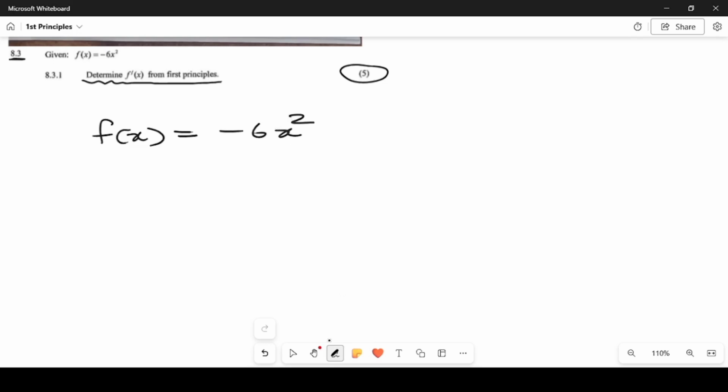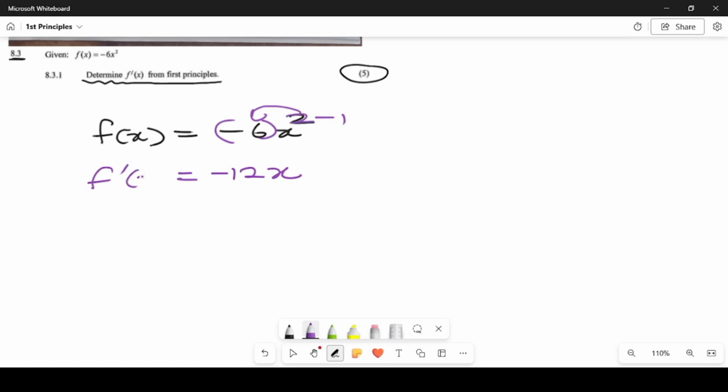Remember, when we want to find the derivative using the power rule, we multiply the coefficient with the exponent and we subtract 1 from the exponent. In this case, the answer will be 12x to the power of 1, but we don't write 1; we say 2 minus 1, and then we get 1. So this is actually going to be the answer after you've used the first principles.